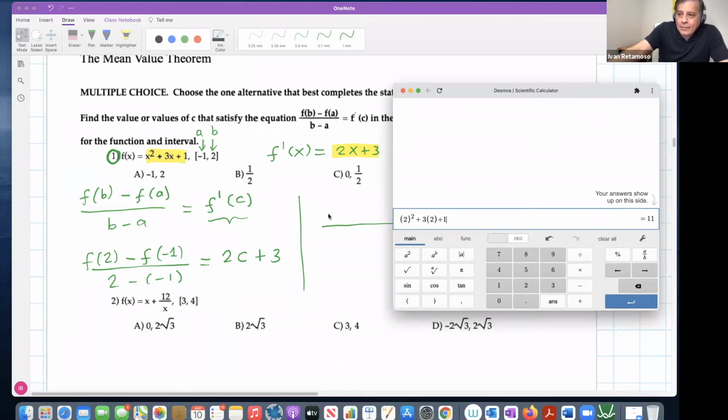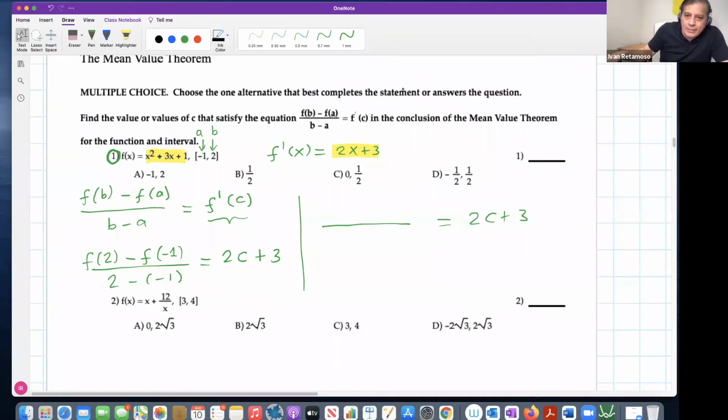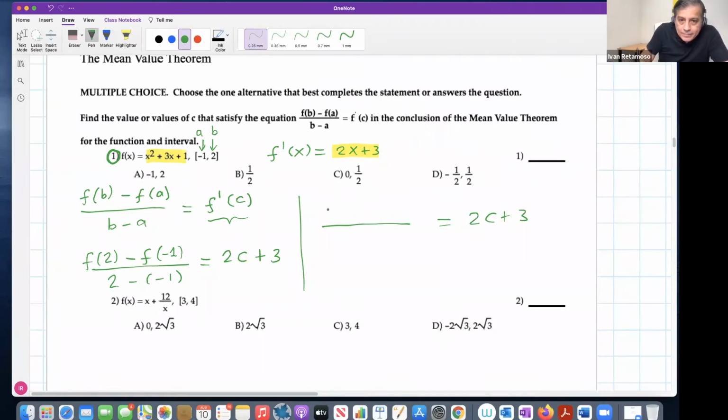Now, after that, we have to compute the other output value, which is the evaluation at -1. The other value is -1. So 11 and -1. Let's write them down. 11 was the evaluation of this, minus the evaluation of this, which was -1. That's the difference of the output values. The difference of the input values is 2 minus -1, which is plus 1. So 11 plus 1 over 2 plus 1 equals 2c plus 3.